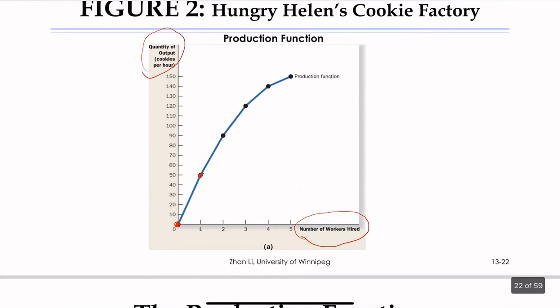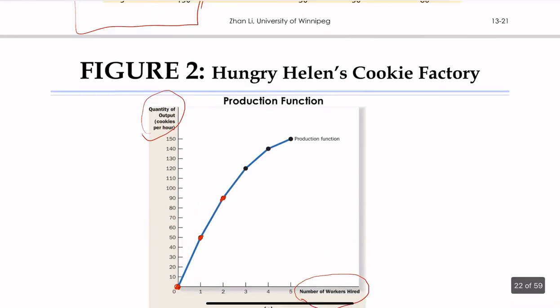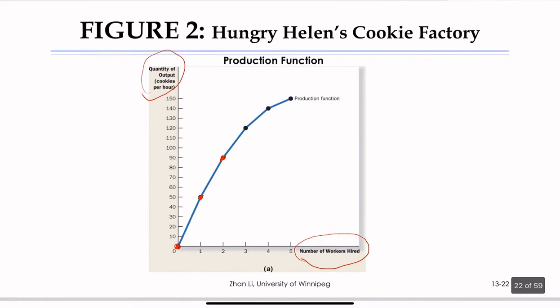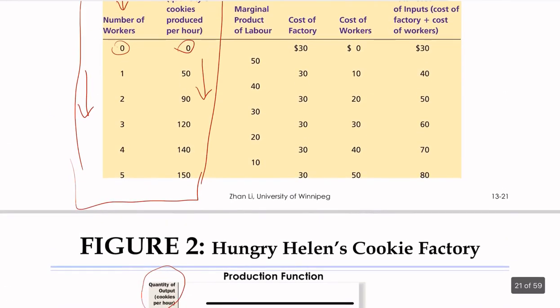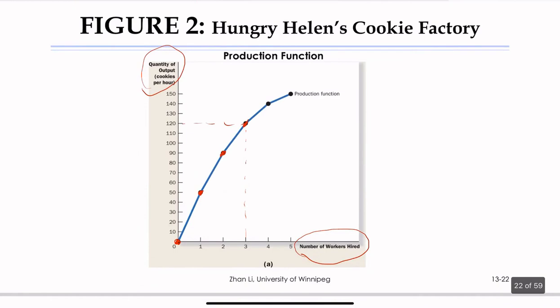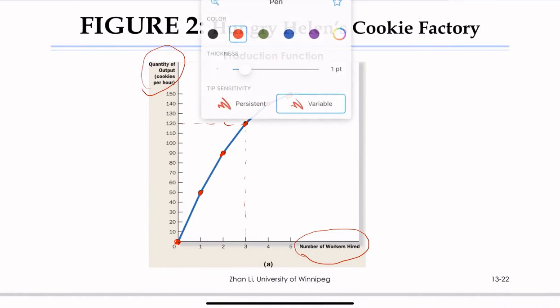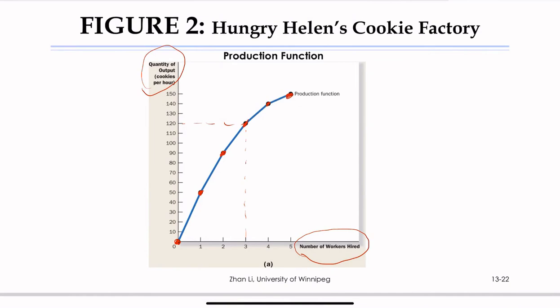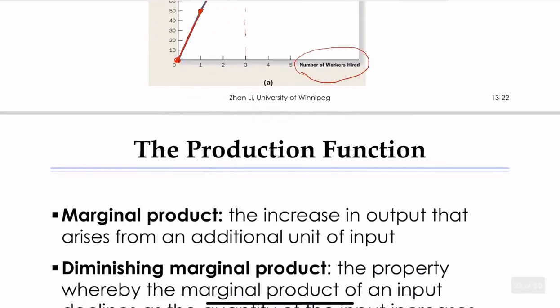2 workers, 90, right? So 90, which is just this. And then 3, 120, so you can see that it's 3 and 120. And then we have 4 and 140. Right? You could continue to do this, and in the end, you will get all these dots. After getting all these dots, you will connect these dots, right? So this curve will give you the production function.